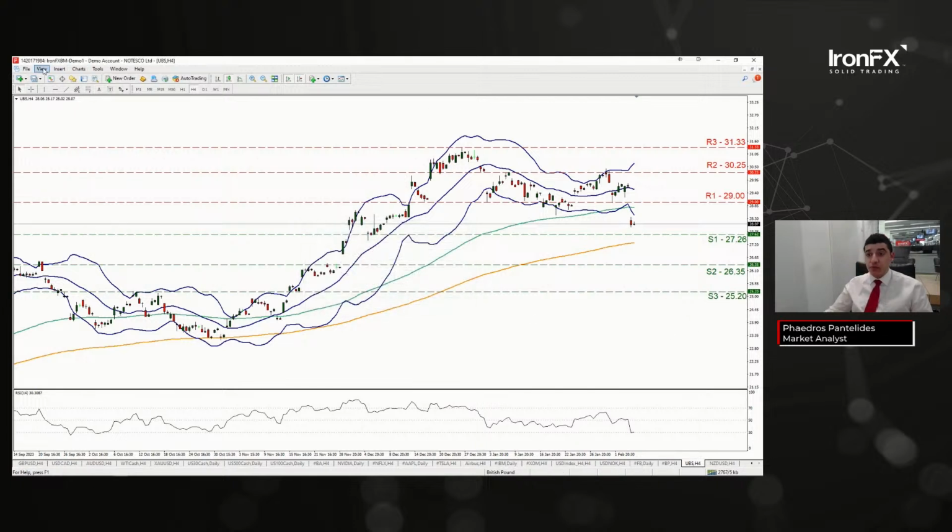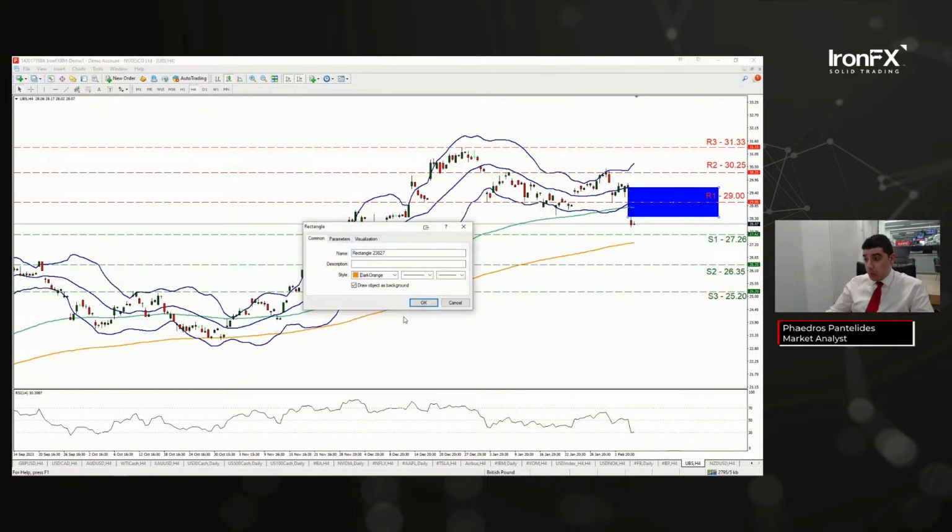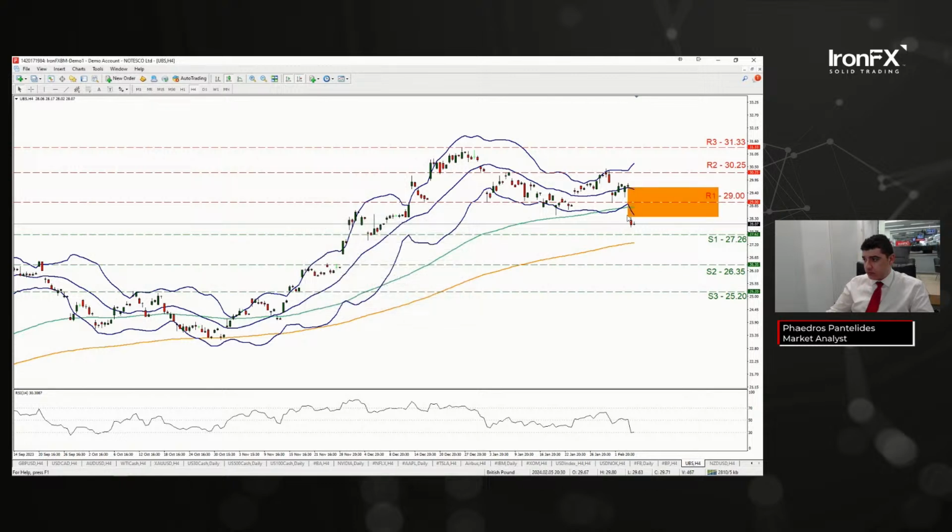We're going to be noting this gap that was formed for future reference. Shapes, insert shapes. Rectangle, we're taking the candle of this bullish candle, and where the wick opened for the bearish candle. Let's make this slightly lighter. So this gap might be filled at some point in the future. I'm still keeping R1 at 29.0 for resistance. Just noting this gap, just in case it gets filled.